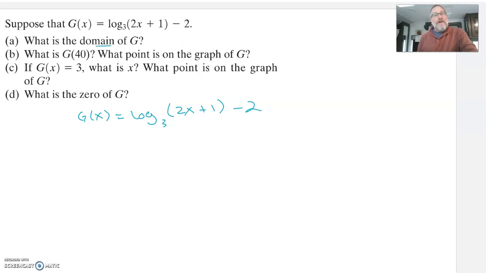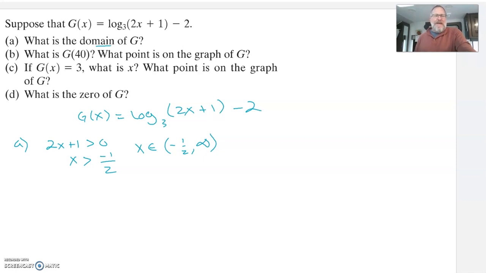What's the domain? Well, if I had the graph, I could look at it. But remember, domain for logs, thinking of the parent function, means we keep the inside of the log above 0. If we don't, it'll be a domain error on any calculations. So you can tell it's a two-stepper there, and you don't flip the sign around. Subtract 1, divide by 2. So it looks like we're going to say all the x's that are bigger than negative 1/2 up to infinity. And that's your domain. Okay?